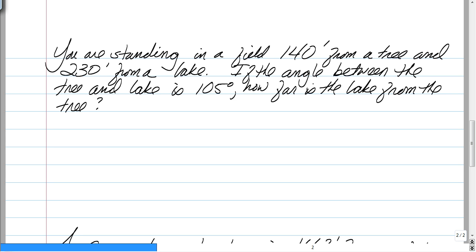So now you have a little bit of an interesting situation here. So let's try to sketch this out a little bit better. We've got our tree and we've got our lake.